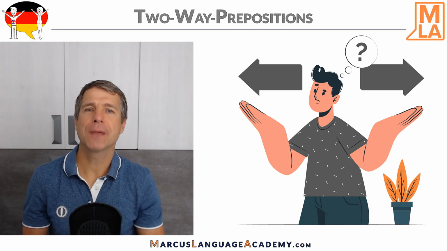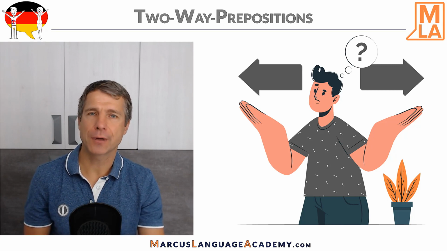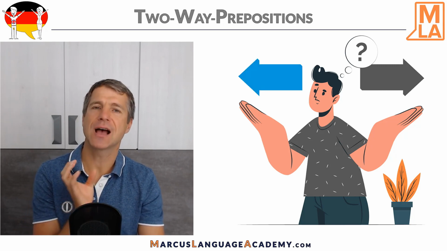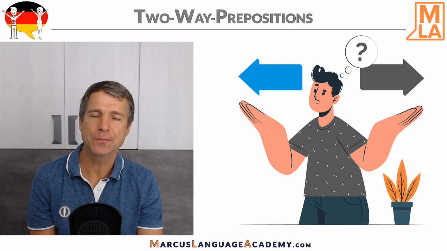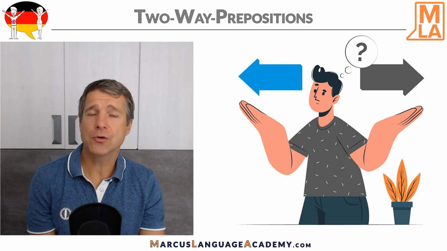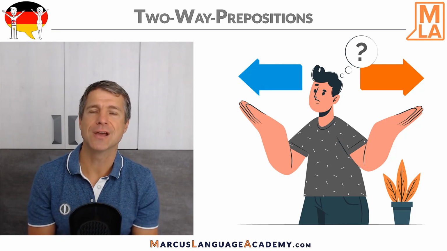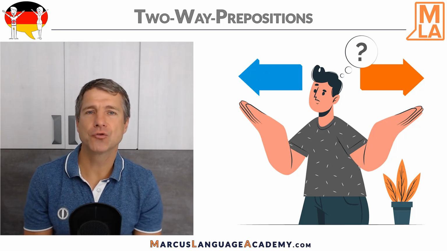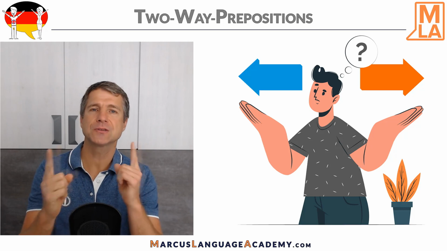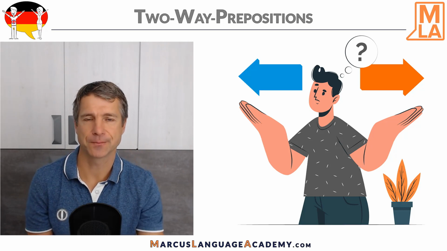In two of my previous videos I talked about prepositions that used just accusative, and I used the color blue. And I talked in another video about the dative prepositions, and I used the color orange. And today we talk about the two-way prepositions. They will use accusative and dative.